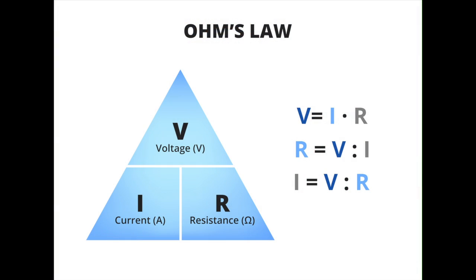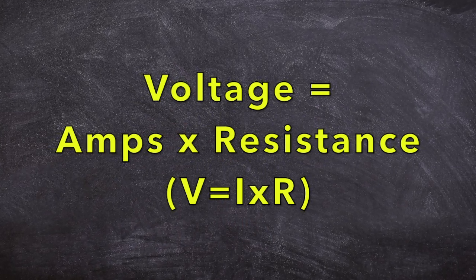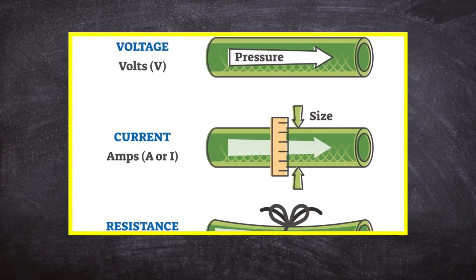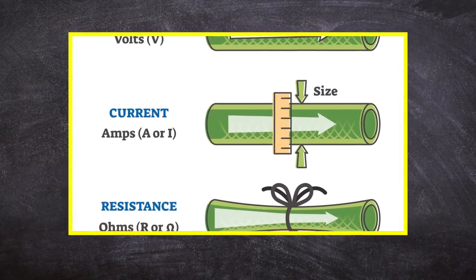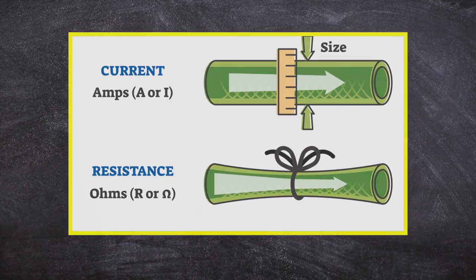A technician can calculate one of the characteristics if the other two values are known. An equation known as Ohm's law is used. The Ohm's law equation is voltage equals amps times resistance. It means that the amount of voltage or pressure in an electrical circuit is equal to the amount of current flowing, or amperage, multiplied by the opposition or resistance in the circuit.